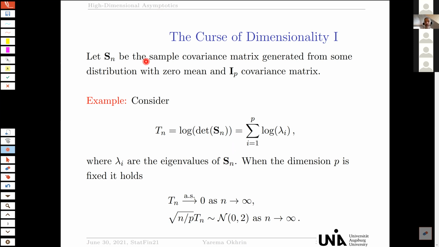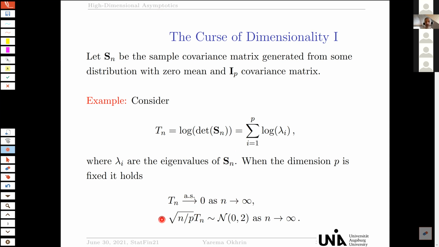In that case, our sample covariance matrix will converge to the identity matrix. This implies that all eigenvalues will converge to their true counterparts, to ones, the log is equal to 0, and the whole quantity will converge to 0. So that's what we have down here. Our Tn converges almost surely to 0 if n goes to infinity.